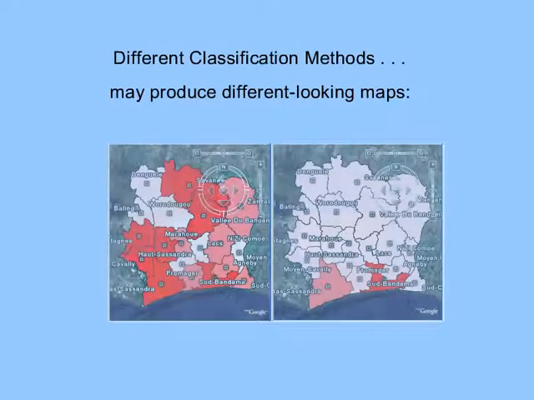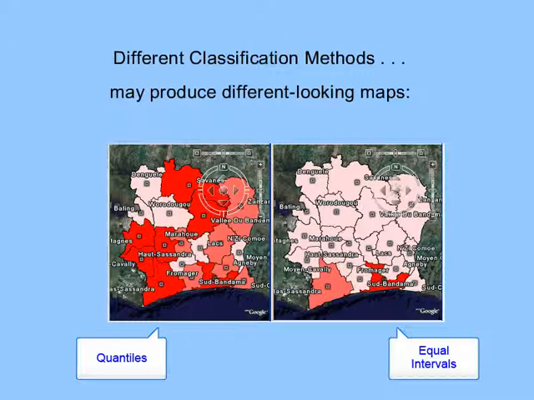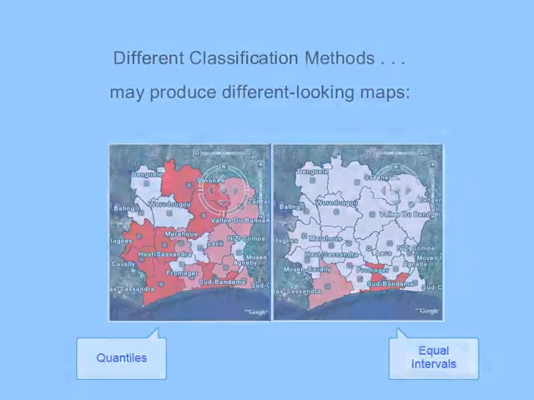Here you see two maps of Côte d'Ivoire, one that has had its data classed using the Quantile classification method, the other one using the equal interval method. Let's take a look at these two methods right now.